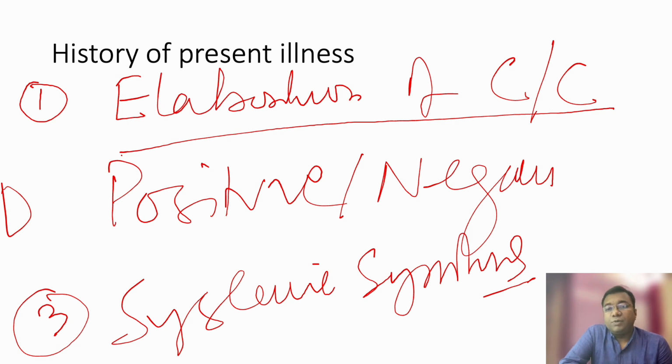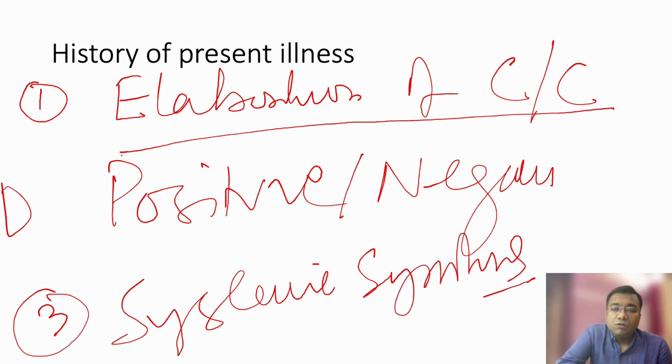Suppose you deal with a patient with breast cancer. Now you need to see whether this breast cancer has metastasized to the lung or to other organs or not. To identify this, you need to have a proper systemic symptom evaluation. So in number 3, what do you include? You include systemic symptoms like cardiovascular system, neurological system, respiratory system, GI tract, genitourinary tract and musculoskeletal system. So you ask leading questions.